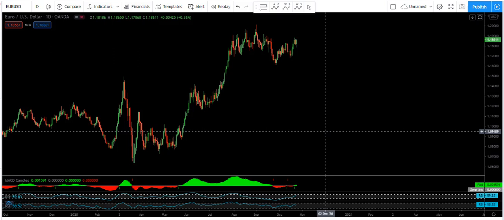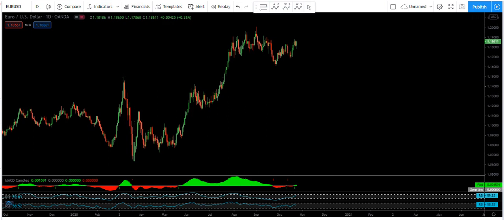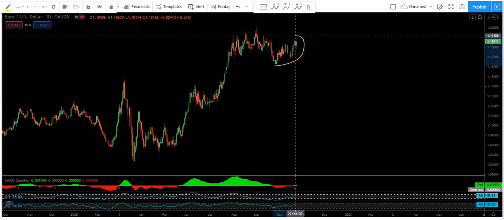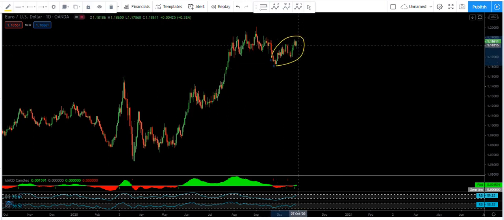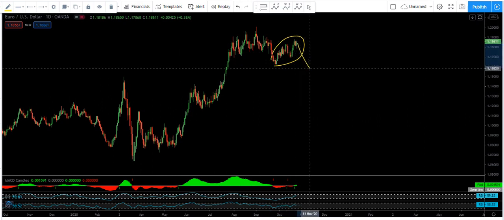EUR/USD, now we are on the daily chart. We want to analyze the chart for the next week. As we can see here, based on the daily chart, we are within this correction. What we are interested in, I mean, if you want to trade, we are more interested in a down move.